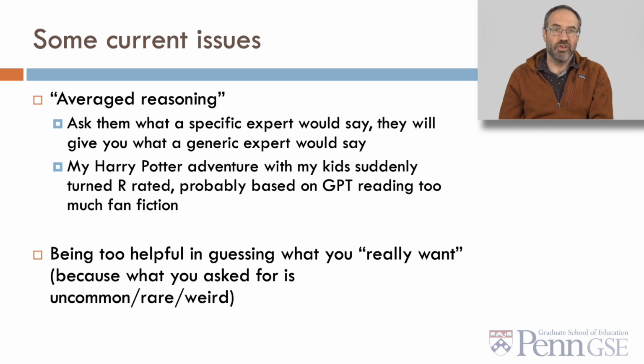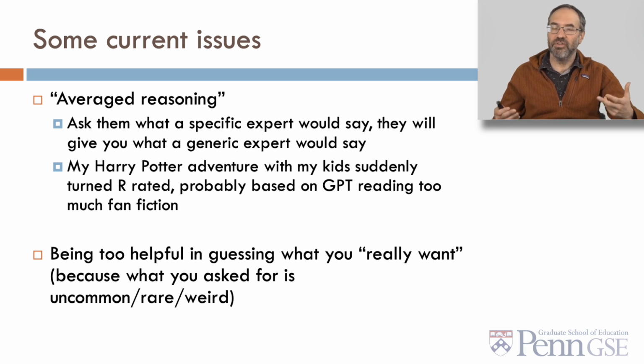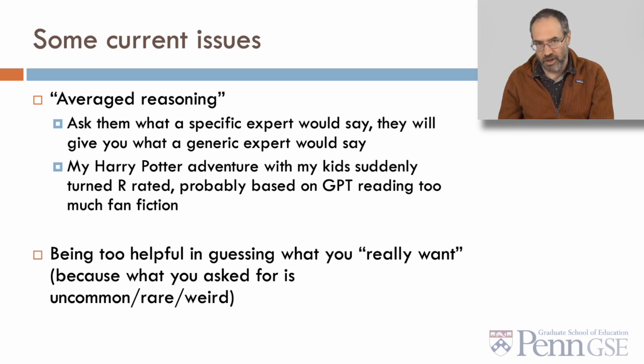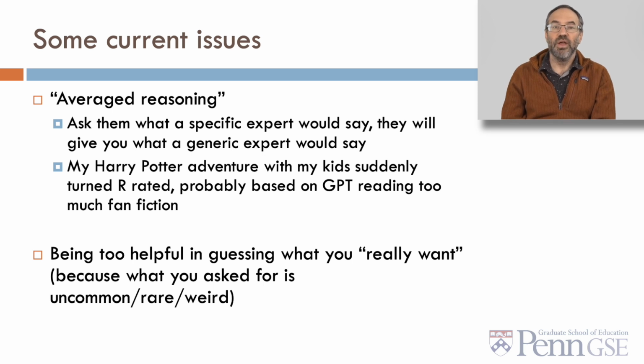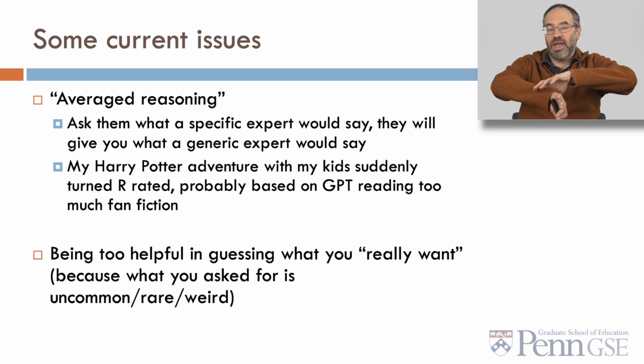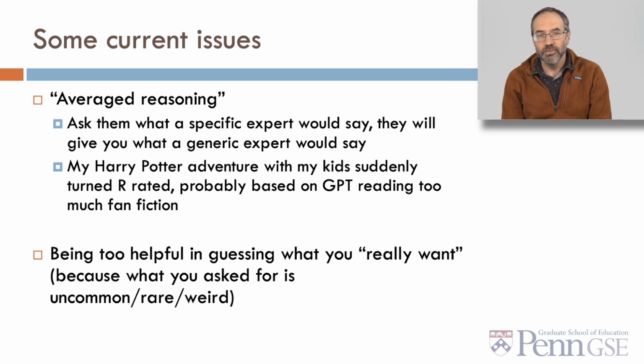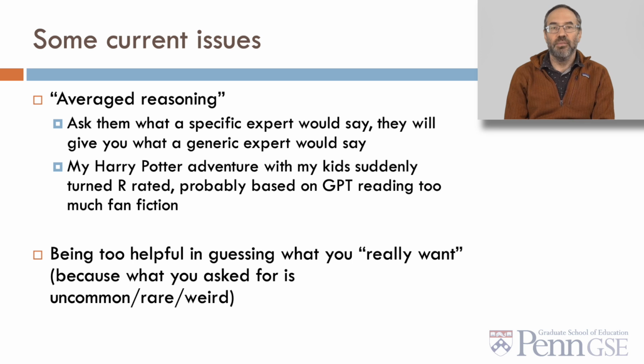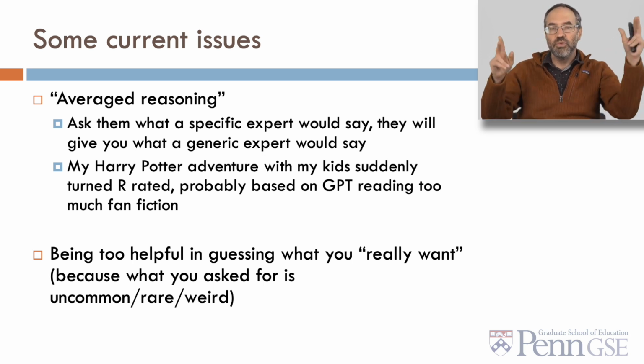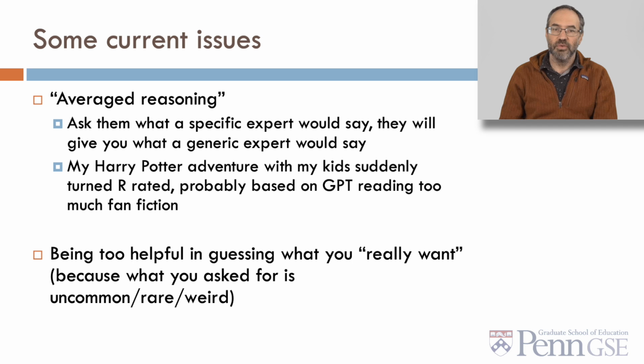One of them is average reasoning, where if you ask the system what a specific expert would say, if they don't have enough data on that specific expert, they'll give you what a generic expert would say. And in another example, which was GPT-2, my Harry Potter adventure with my kids suddenly turned R-rated, probably based on GPT reading too much fan fiction, and we saw not only how fast I speak during lecturing, but how fast I could slap my hands over my kids' eyes when their Harry Potter adventure turned R-rated. Relatedly, large language models can be too helpful in guessing what you really want, because what you ask for is uncommon or rare or weird.